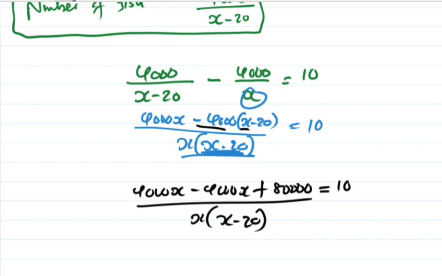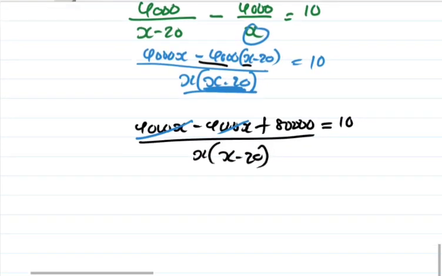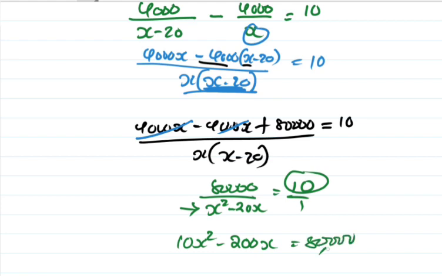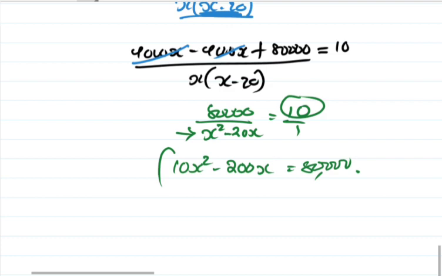Now this one, that one will cancel, remaining with the 80,000 on top, divided by x squared minus 20x, is equal to 10. Let's do cross multiplication. So this 10 is going to multiply with this one. You get 10x squared minus 200x is equal to 1 times 80,000. Then here we're going to factor out 10.